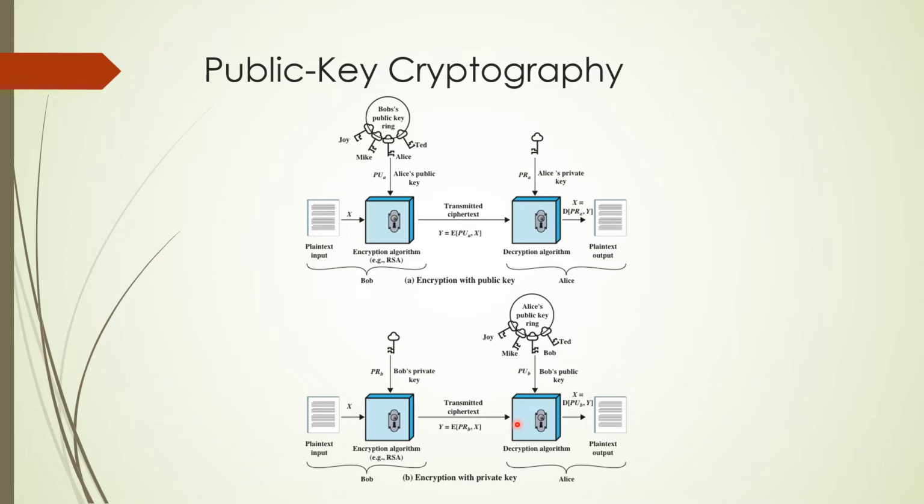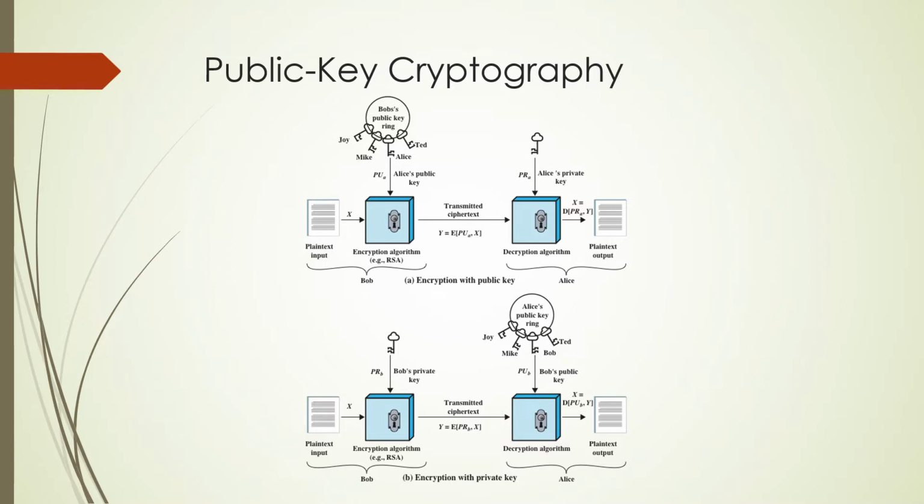that signed message, which is Y, Alice can apply Bob's public key, which is PU sub B, which is assumed to be available to anyone because everyone has the public key of everyone else. So Alice is going to have the public key of Bob. Alice is going to apply the decryption algorithm on Y and use the public key of Bob to decipher or decrypt Y and reconstruct the original message X.